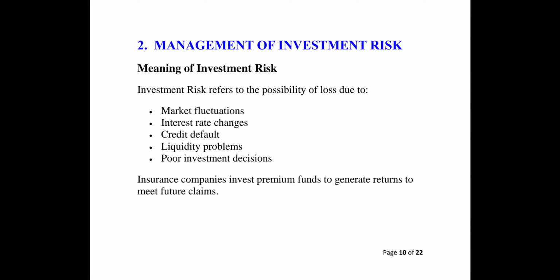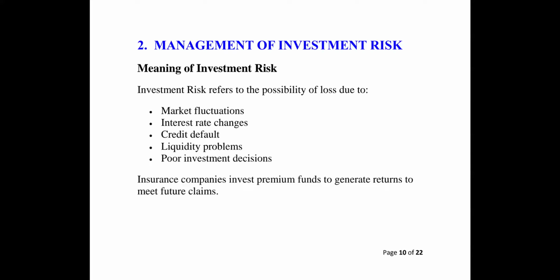What are the objectives of investment risk management? Insurers use asset liability matching to meet claims obligations, and maintain capital adequacy under solvency regulations, for example, solvency to risk-based capital. They also optimize the risk-return trade-off while preserving financial stability, and support long-term growth and shareholder value. Strategies for managing investment risk.